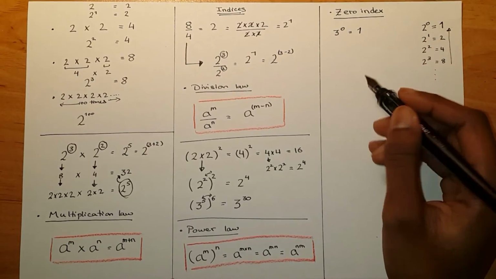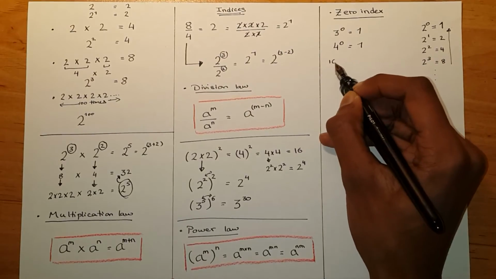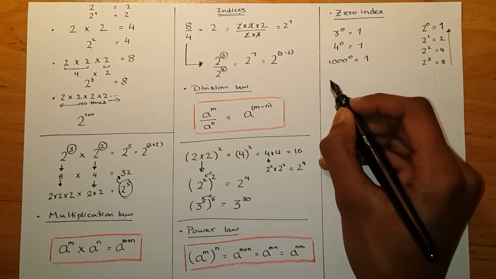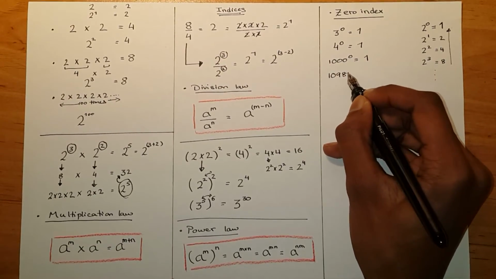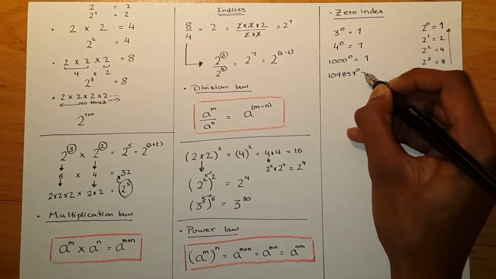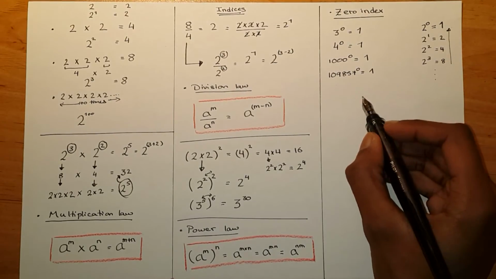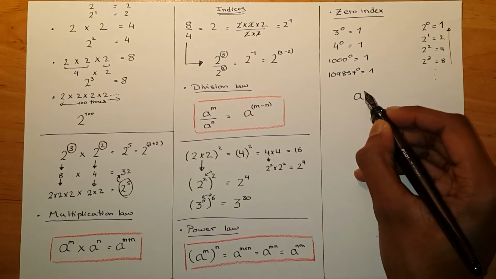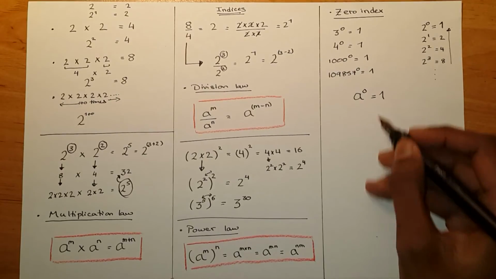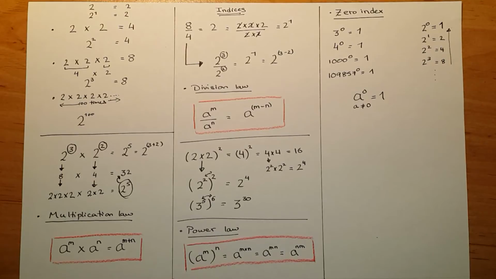3 to the power of 0 equals 1. 4 to the power of 0 equals 1. 1000 to the power of 0 equals 1. This crazy number, what I just invented, well, to the power of 0 is also 1. From that, we can write that a to the power of 0 is equal to 1, as long as a isn't equal to 0.